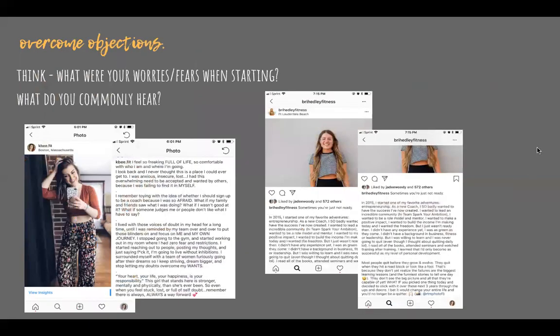Okay. And then overcoming objections. So really thinking where your worries and fears were at when you were starting, and things that you commonly hear when you're talking to people. But a lot of the time I really think objections dwindle down to this fear of failure and people thinking that they shouldn't do this because they're not going to be good at it, or no one's going to care about what they have to say. They're not inspiring enough, or blah, blah, blah. A lot of it dwindles down to this self-doubt.